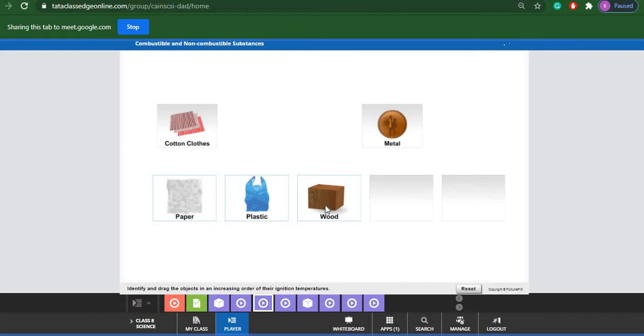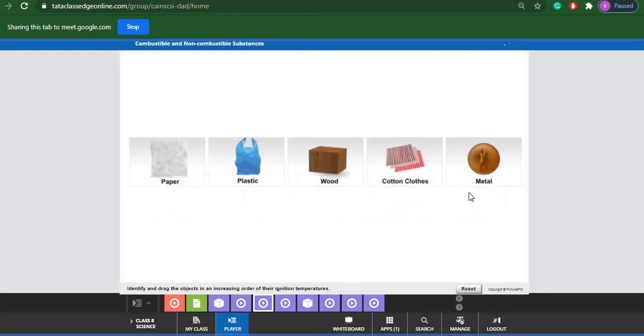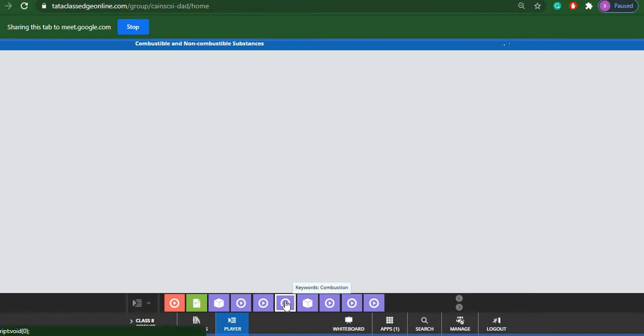Then next, anyone? Cotton cloth. Exactly. Very good. Excellent. Then finally, metal. Excellent. Very good.